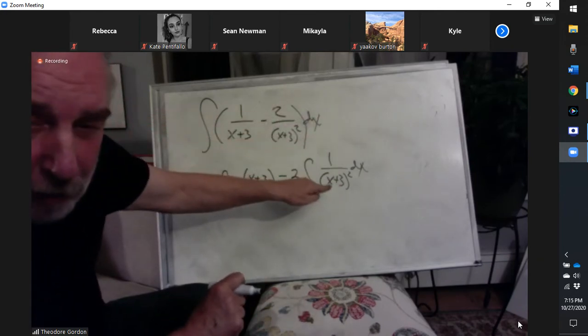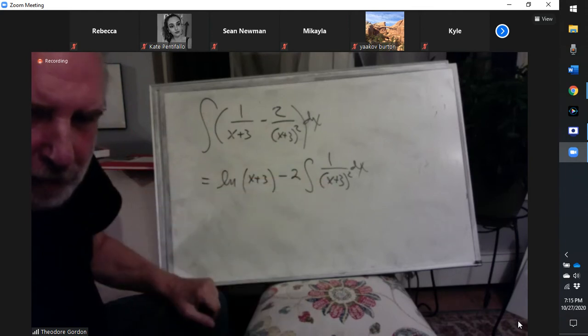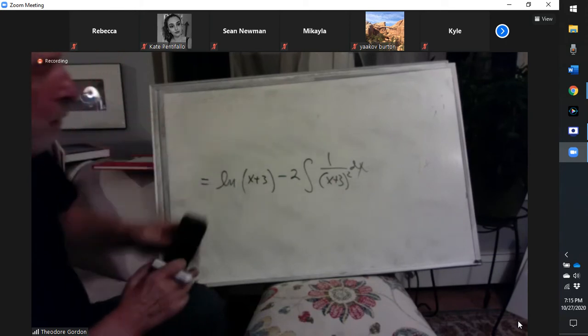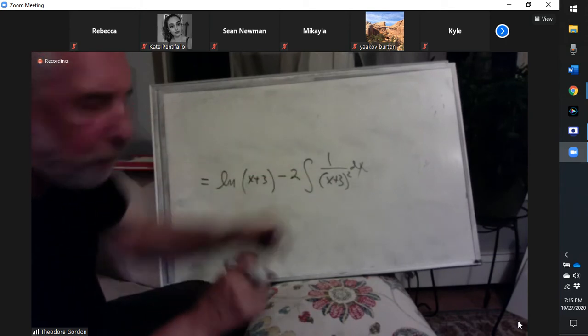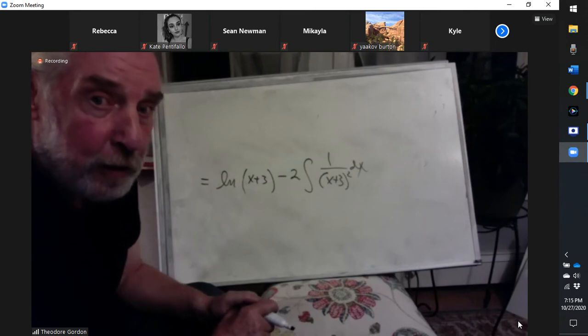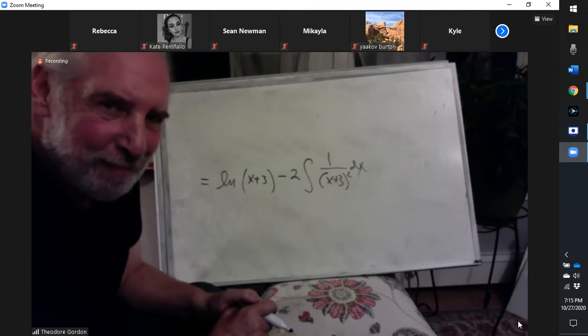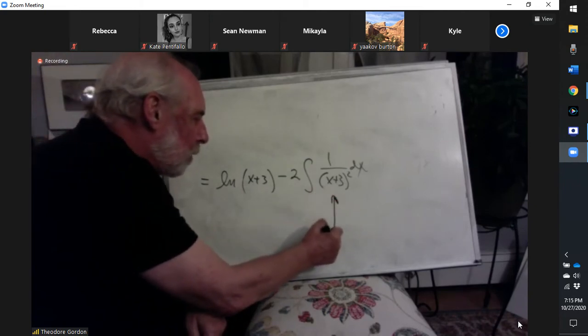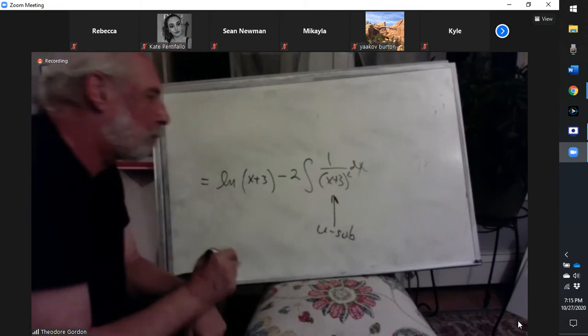That's a calculus 1 integral, the kind you learned at the end of Calc 1. How do we do that? It's x to the first. Here's a hint, starts with a u. This is a u sub integral.